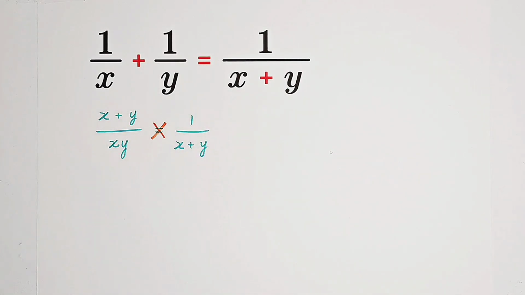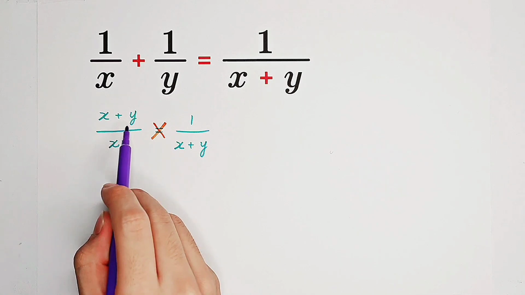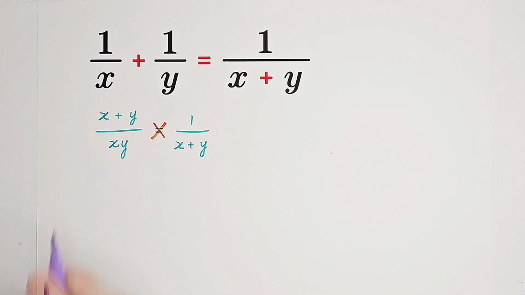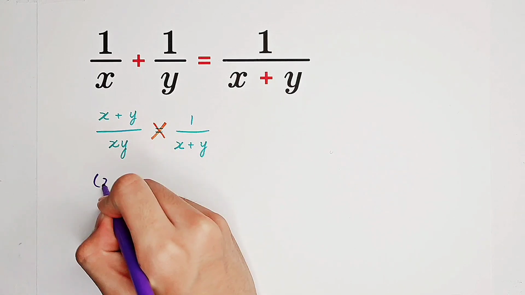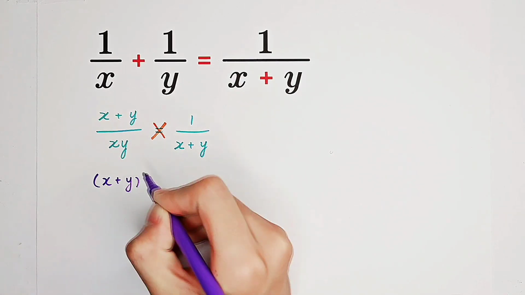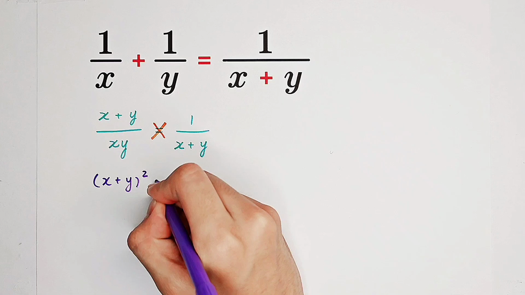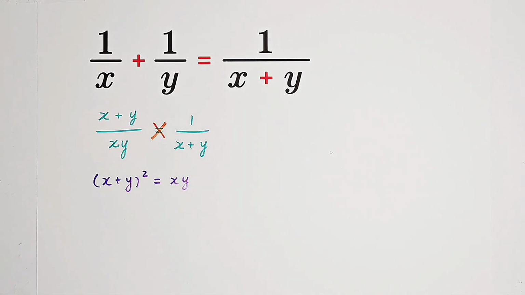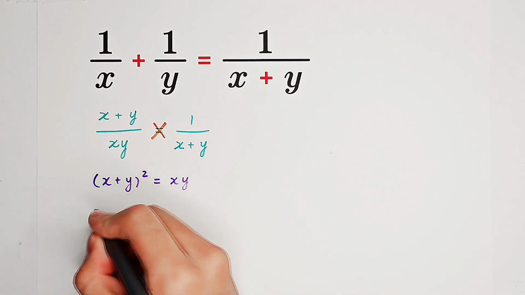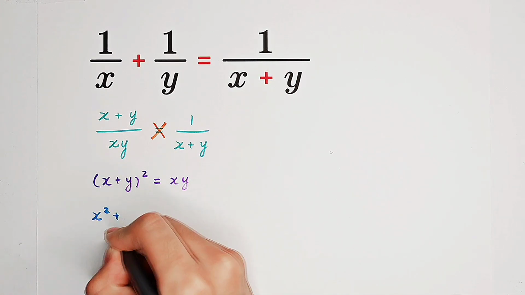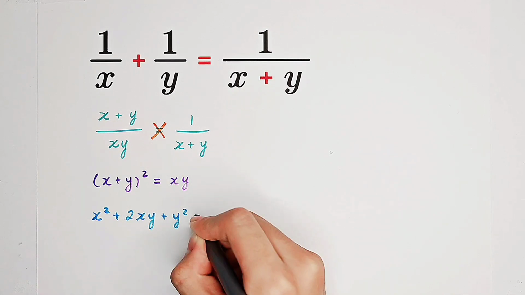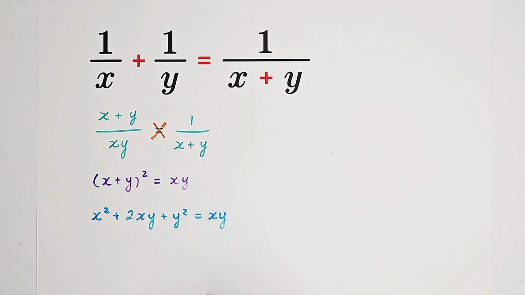So, by the cross multiplication rule, x plus y times x plus y will be xy times 1. X plus y times x plus y is x plus y squared, which will be equal to xy times 1, which is xy. Using the binomial formula, you can expand the left-hand side. It's x squared plus 2xy plus y squared equals xy.